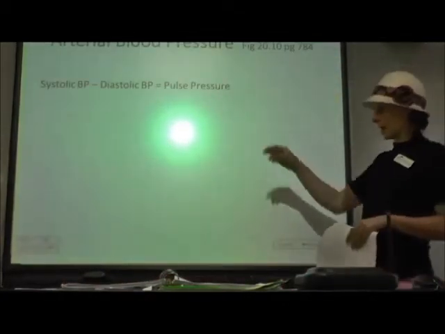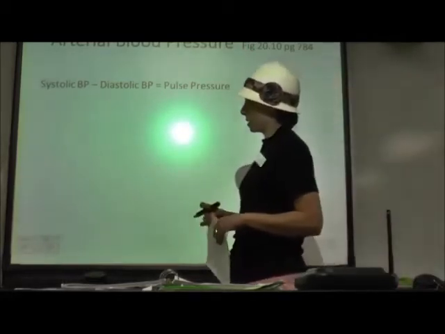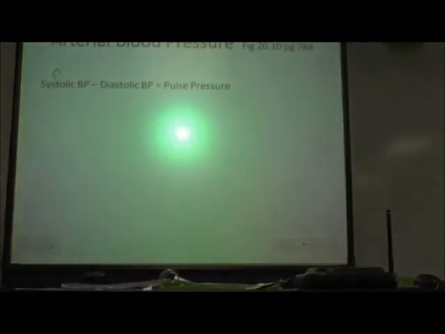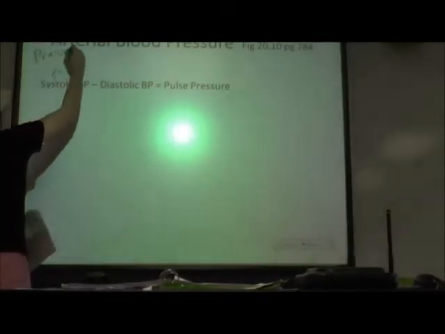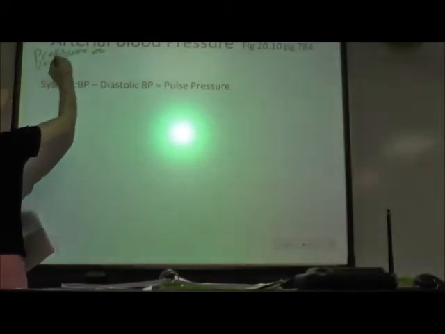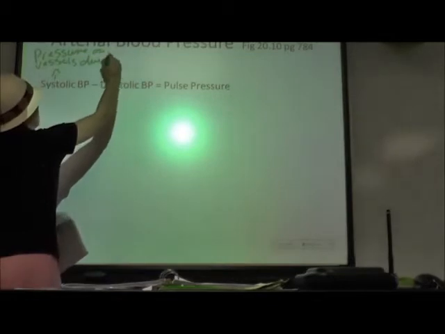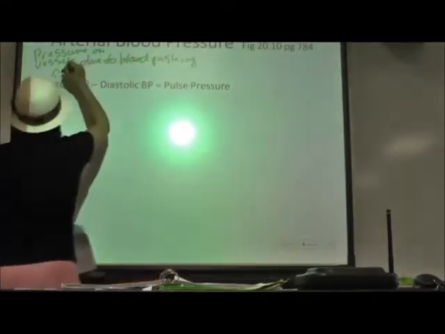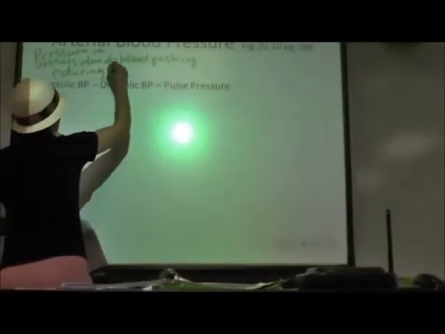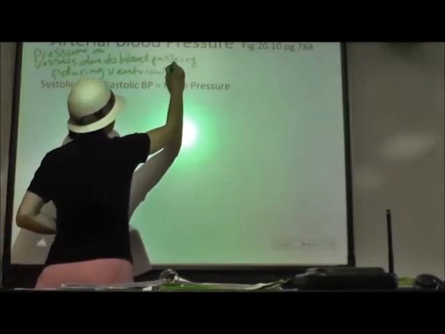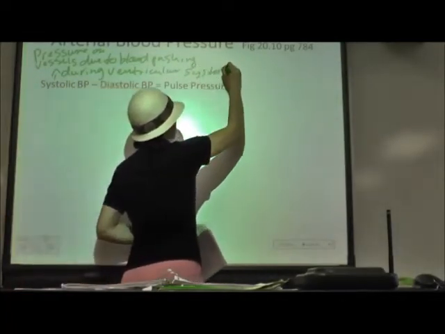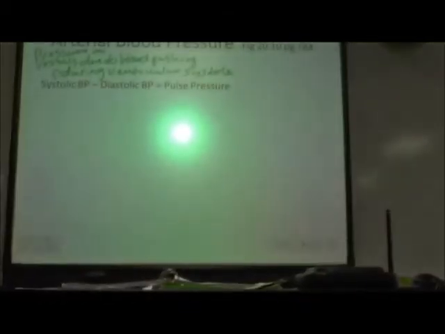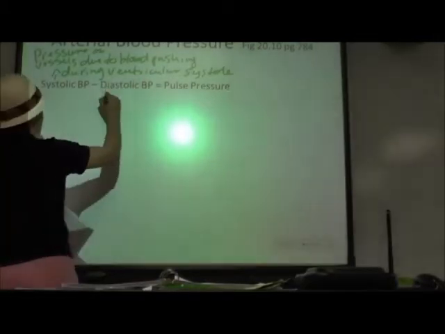In our arteries we have systolic and diastolic blood pressure. Systolic pressure is the pressure exerted on the blood in the arteries while the ventricles are contracting. So we could say it's the pressure on vessels due to blood pushing on them during ventricular systole. Our diastolic blood pressure is the pressure that blood is exerting on the blood vessels when the ventricles are in diastole.